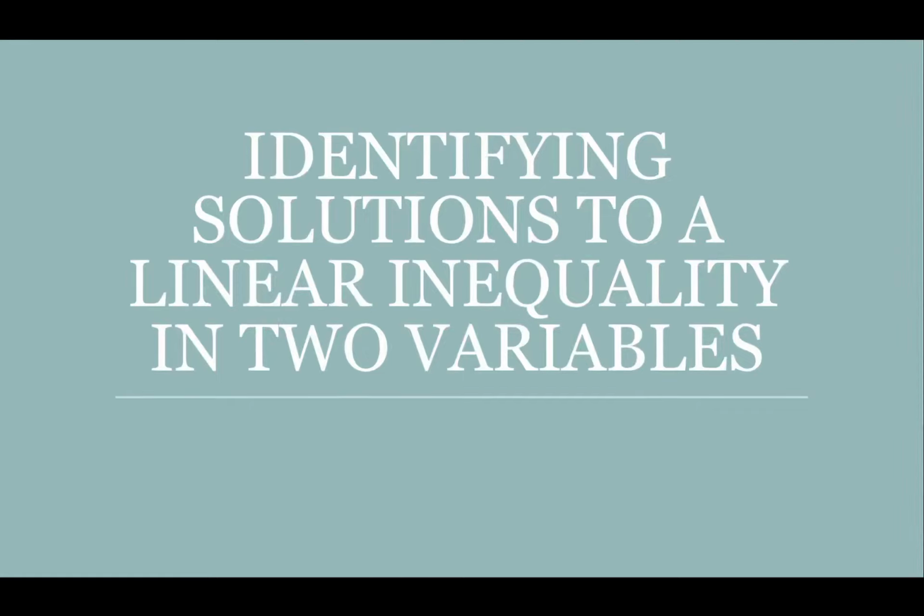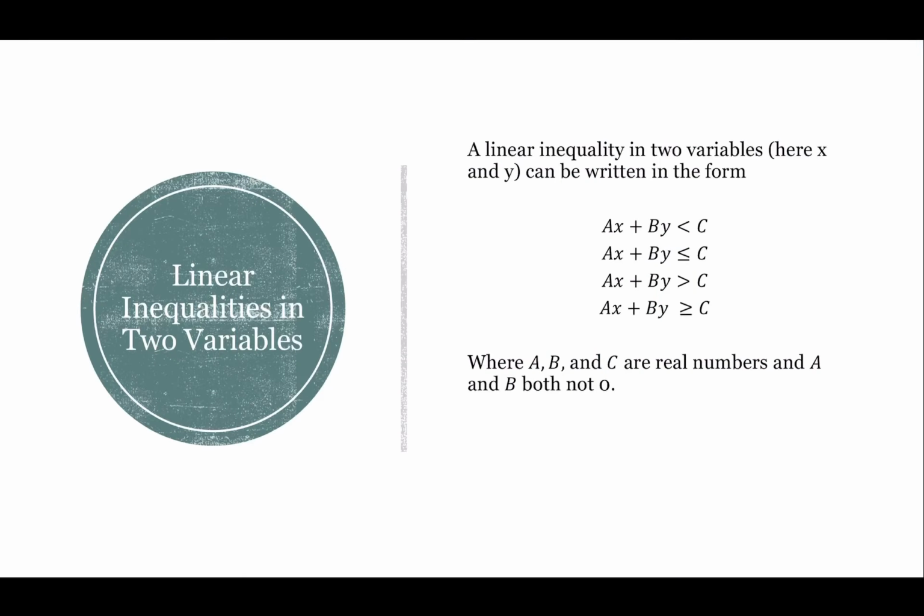This video covers the ALEKS topic, identifying solutions to a linear inequality in two variables. So a linear inequality in two variables can be written of the form ax plus by is less than c, less than or equal to, greater than or equal to c, where a, b, c are real numbers and a and b are both not zero.